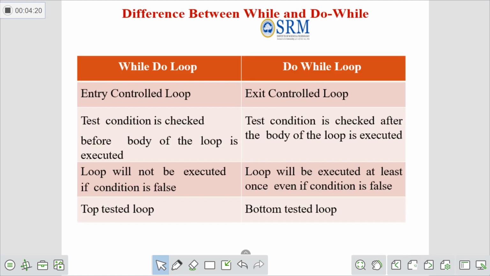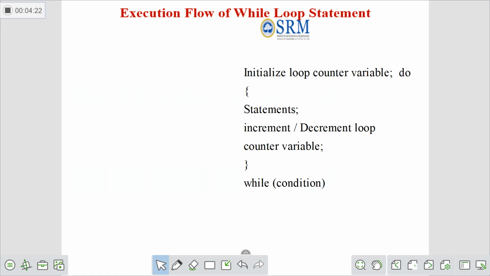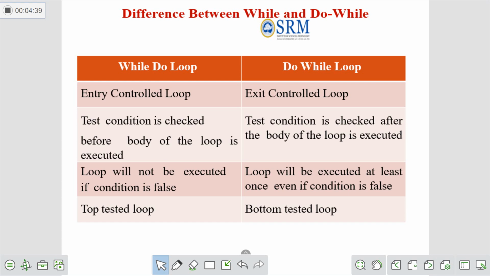The execution flow is similar to the while loop only. So in do while, first it executes. So what happens if the condition fails? If the condition fails, the set of statements will still be executed once in the do while statement. Okay, so there is a difference between while and do while. I'll explain that too. While loop structure, do while loop structure.